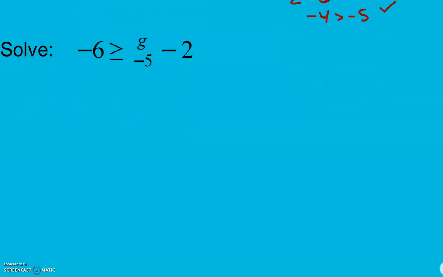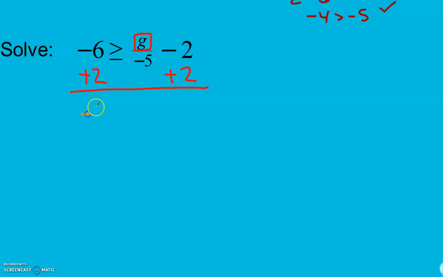Now feel free to pause here and give this a try. g is being divided by negative 5 and added by 2. I get rid of, or subtracted by 2. I get rid of subtraction first by adding. And if I change one side, I have to change both equivalently.